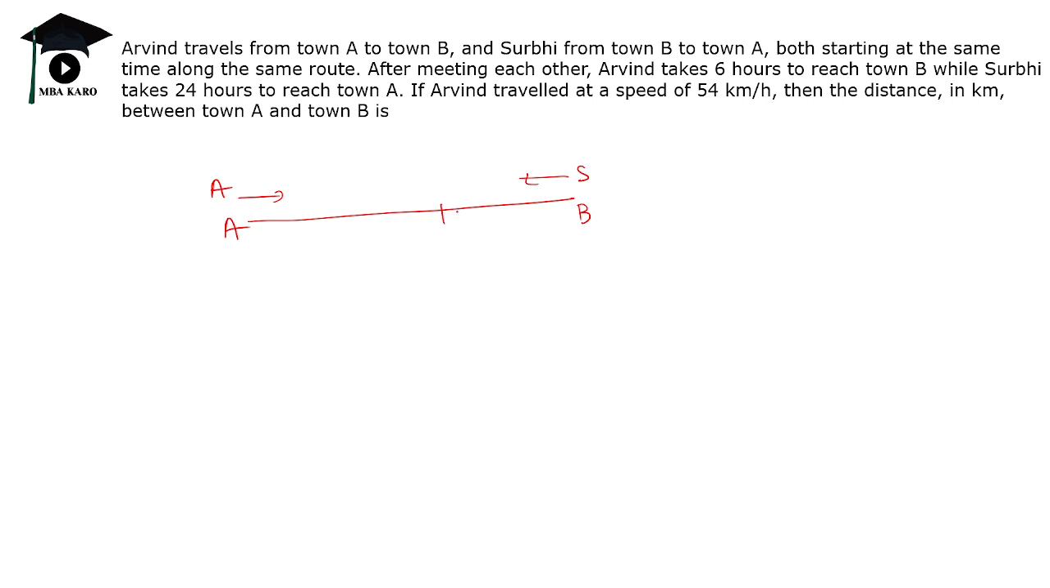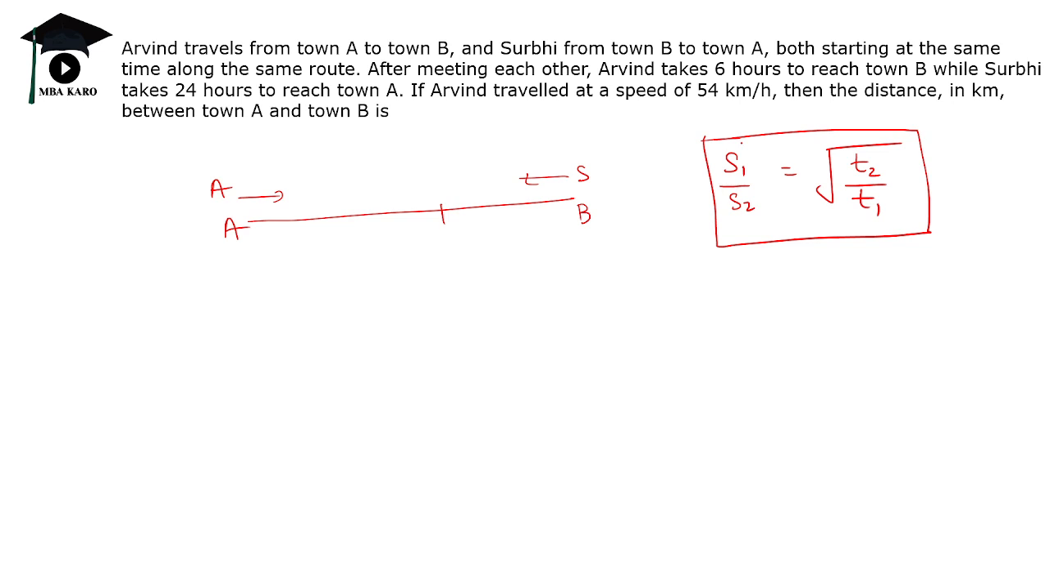Now, this is a standard time speed distance question wherein, after meeting, people travel in the opposite sense. Okay, so in such a case, S1 upon S2 is equal to under root of T2 by T1. So that is the standard time speed distance question. If you practice these questions, you would know this method directly. You do not have to derive it. Otherwise, there is a method to derive also, but you do not need to derive it because this is a standard method which should be known to every CAT aspirant.